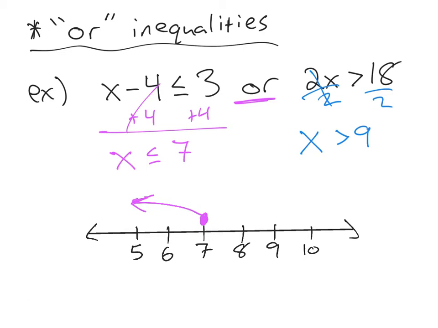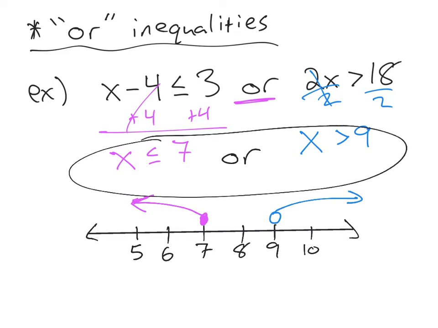We're including 7. 9, we're not going to include 9. Not equal to 9. Open circle going which way? Right. To the right. And then again, we see these graphs going opposite ways of each other. These are going to be OR statements. So there's our answer in inequality form, and here's the graph to match it.